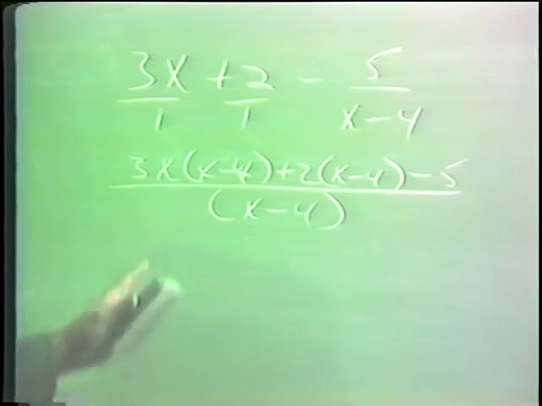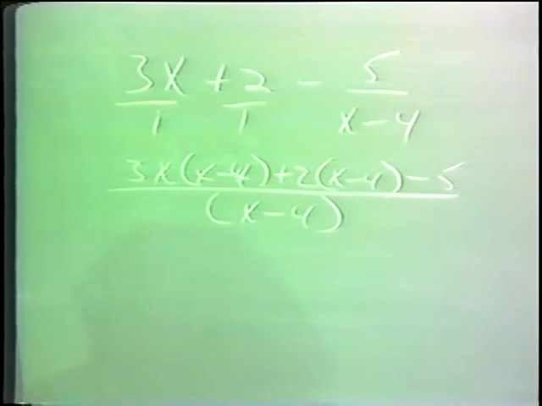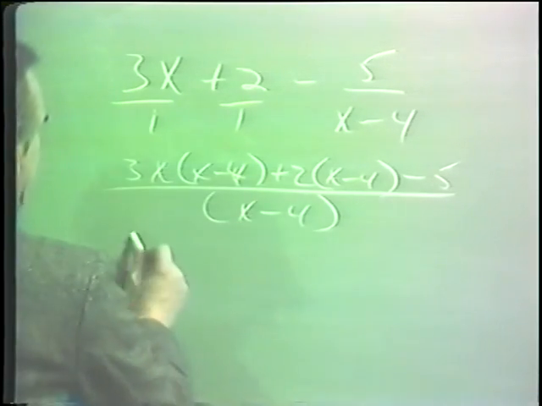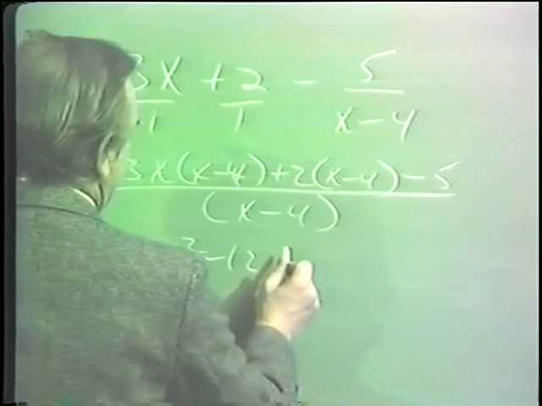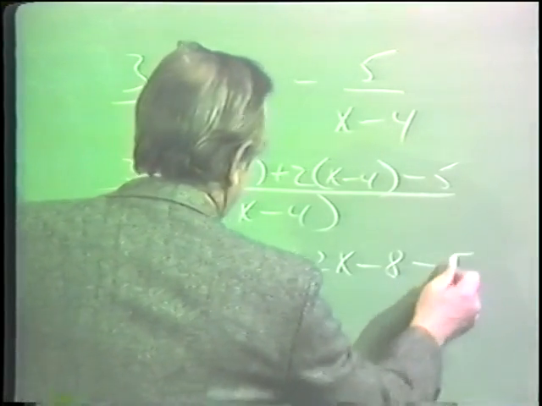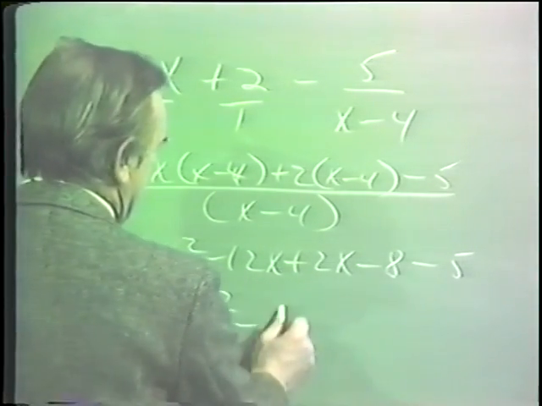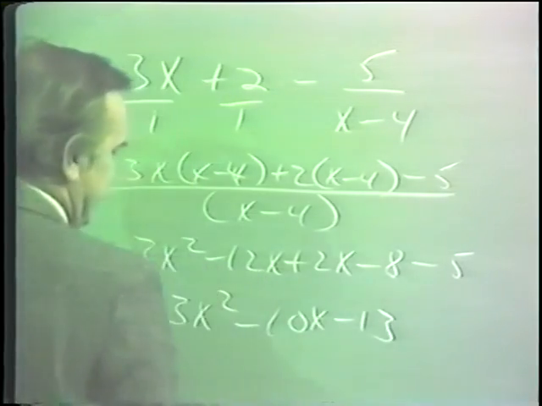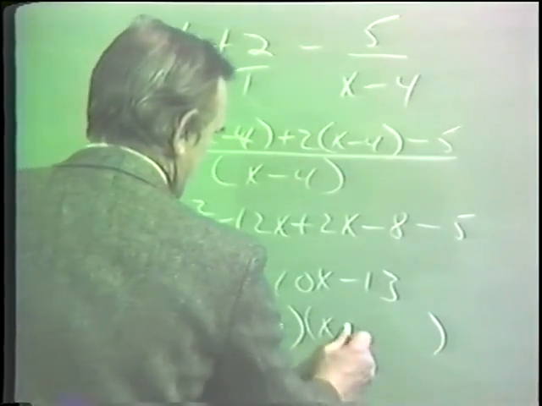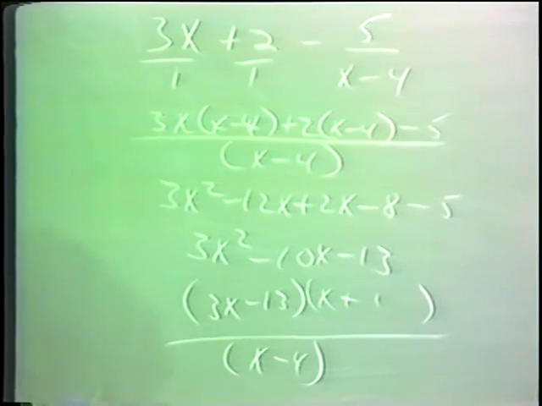What that leaves us to do is to simplify the numerator. That means clear these parentheses, combine like terms, factor if possible. So we have 3x squared minus 12x plus 2x minus 8 minus 5. Combining like terms, we have 3x squared minus 10x minus 13. This was factorable. And there's the answer. Okay?